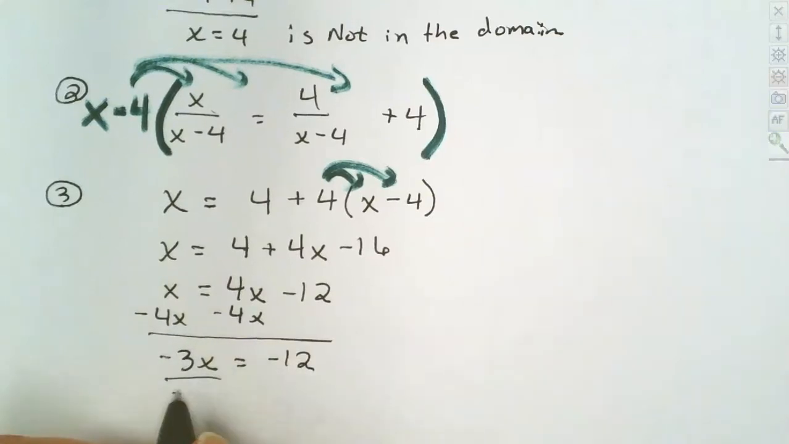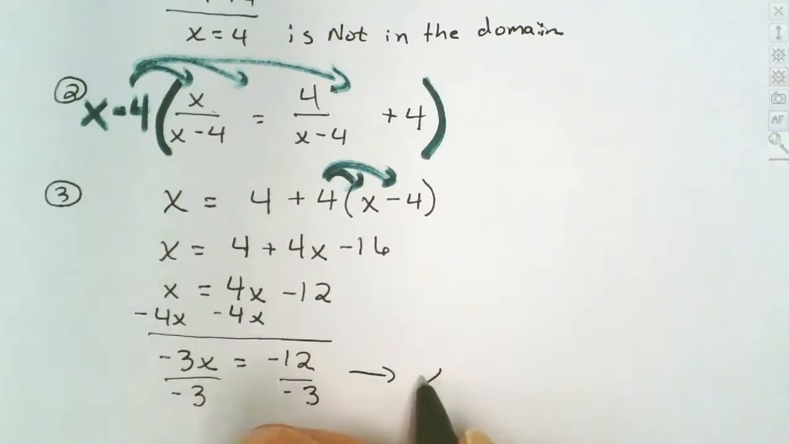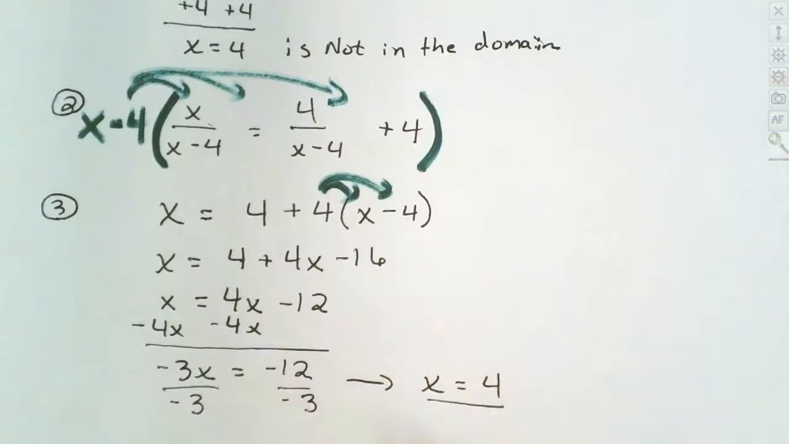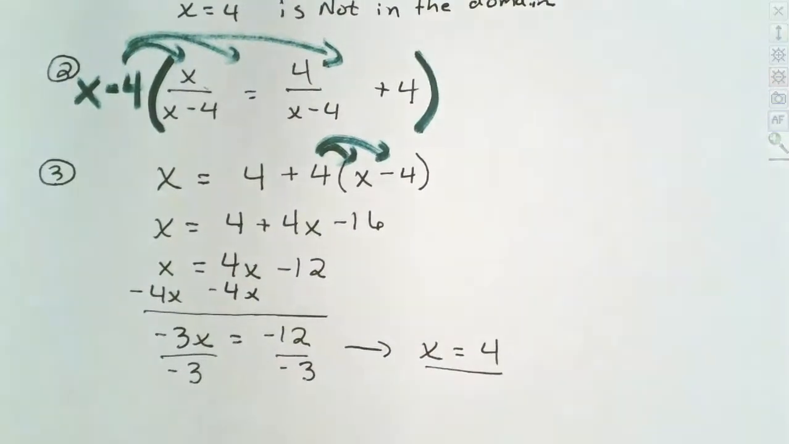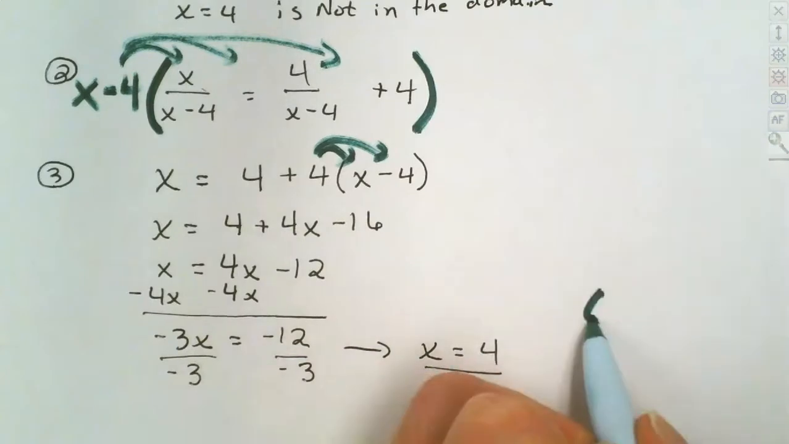We'll divide by our negative 3. And then that gives us x equals now what? 4. Okay, now, here's where students make a mistake. Is 4 going to be my answer? No. Why not? Why is 4 not going to work? Because it gives you division by 0, right? So x equals 4 is not going to work, and so we have no solution.